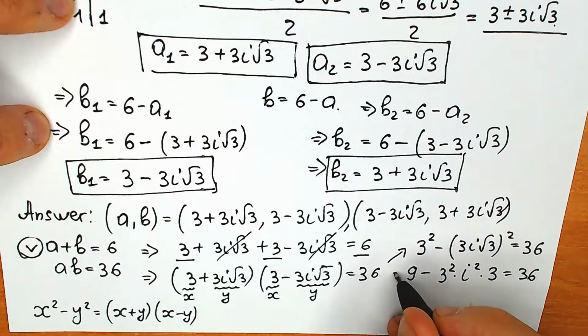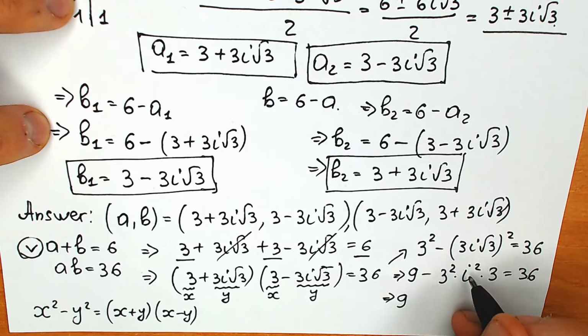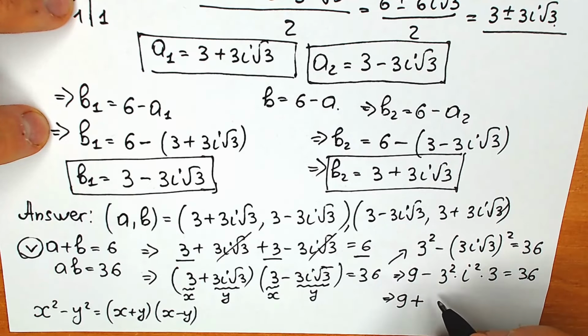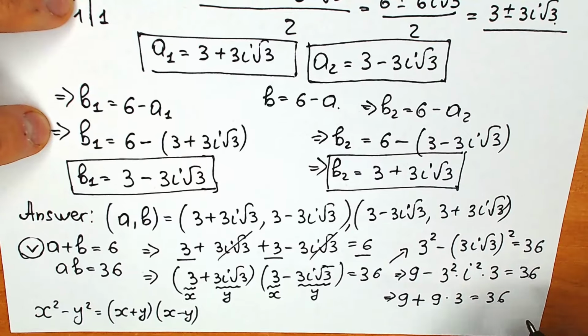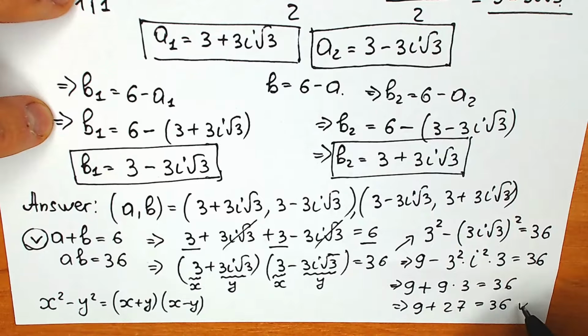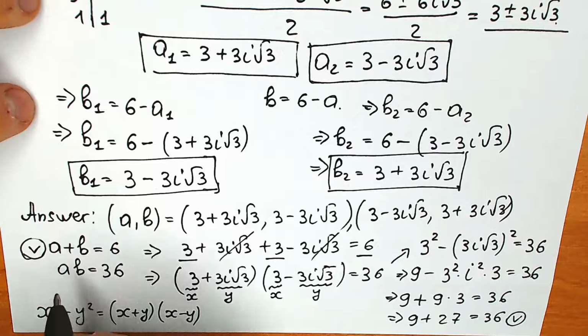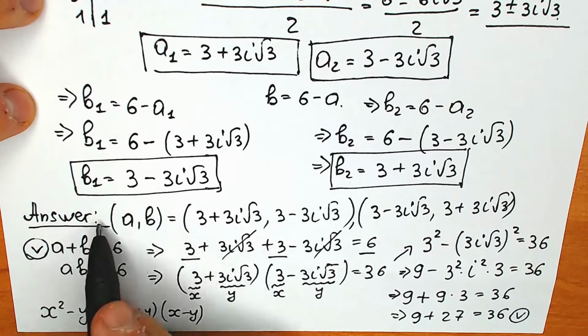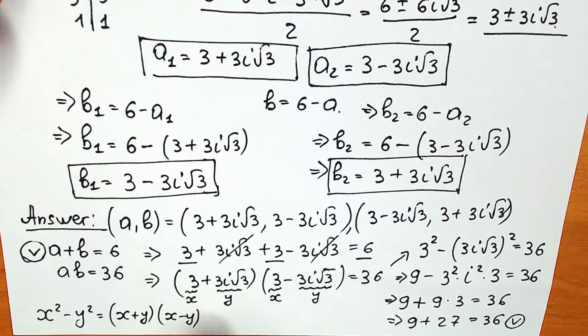Okay, and the next thing we have: 9 minus, with this minus because i squared equal to minus 1, so we have plus 3 squared, we have 9 times 3. 9 plus 9 times 3, we have 27, equal to 36. Yes, our root is absolutely correct. I don't have enough space for this, so this is our answer. I just write it in this line. This is a quick check, so I really hope you understand it.